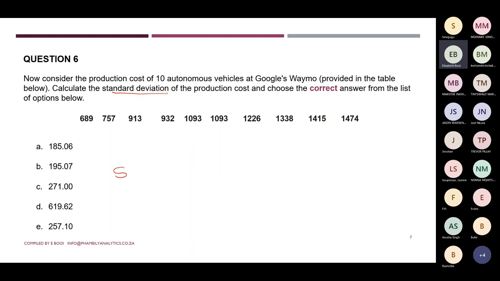So we're going to use s equals the square root of the sum of your observation minus the mean, squared, everything divided by n minus 1. That is the formula. Otherwise, you must go and use your calculator, put it in stat mode, store the values, and do the calculation.